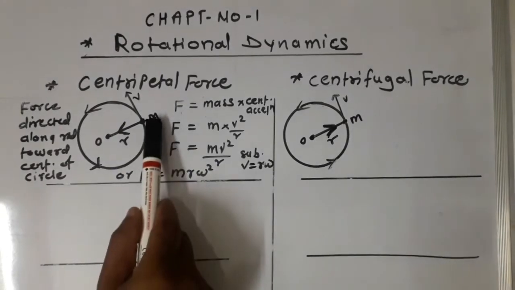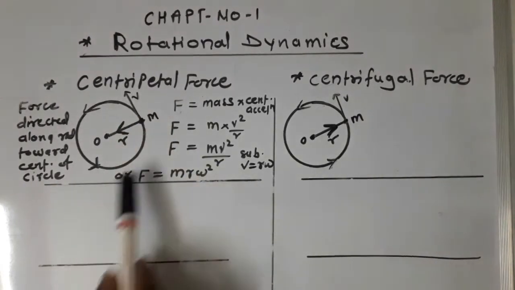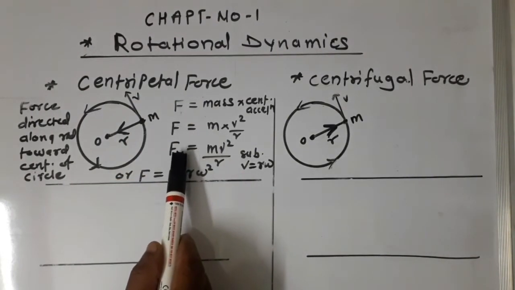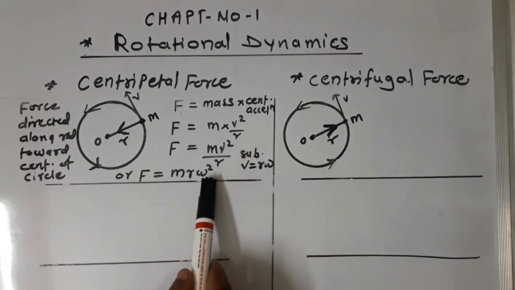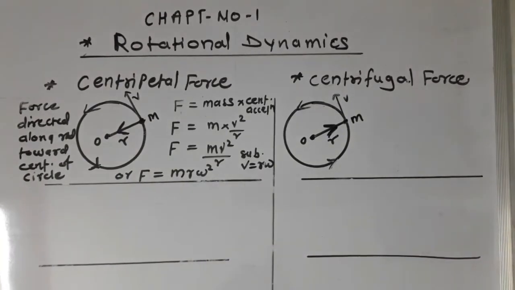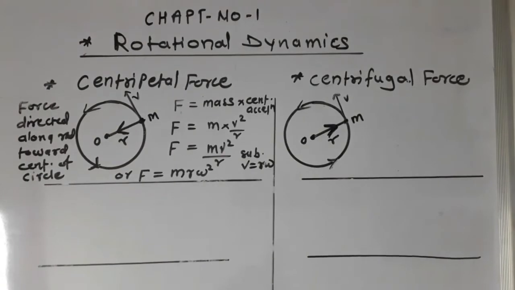You have to see here, m is the mass, r is the radius, and v is the velocity. If the linear velocity is given, you should use the form F is equal to mv square upon r. If the angular velocity is given, then you can use the form F is equal to m r omega square. Then what is meant by the centrifugal force?